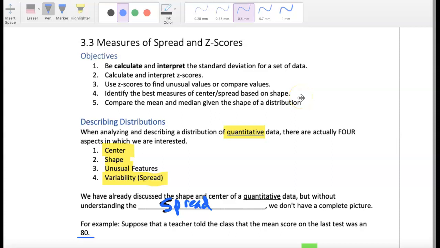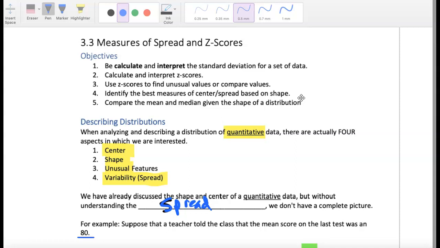Module 3.3, we go ahead and start to look at an idea called measure of spread and how we measure what we call variability in the data that we have. So this goes with describing distributions of quantitative data. Remember, we want center, shape, is there anything unusual, and the key piece, and maybe sometimes the most important piece, we call variability or the spread. How spread out is the data?